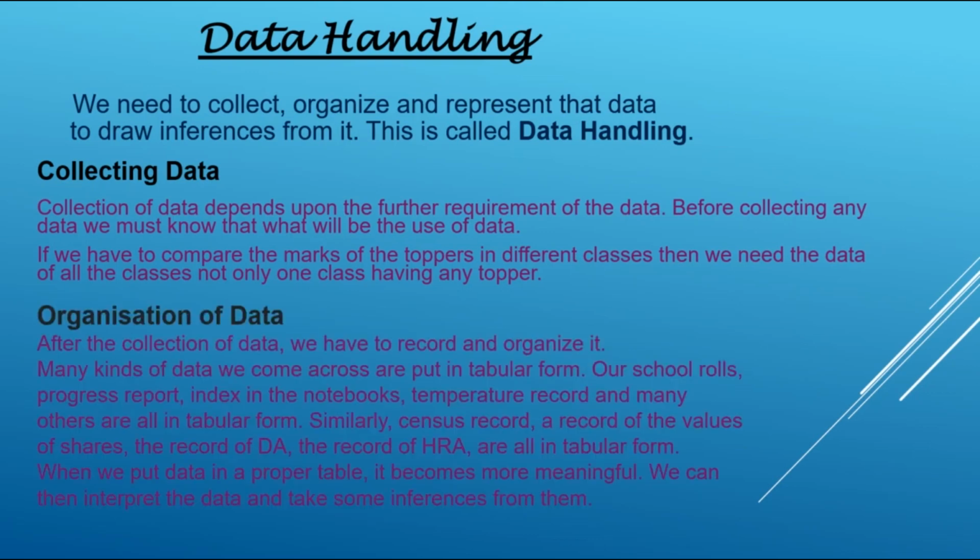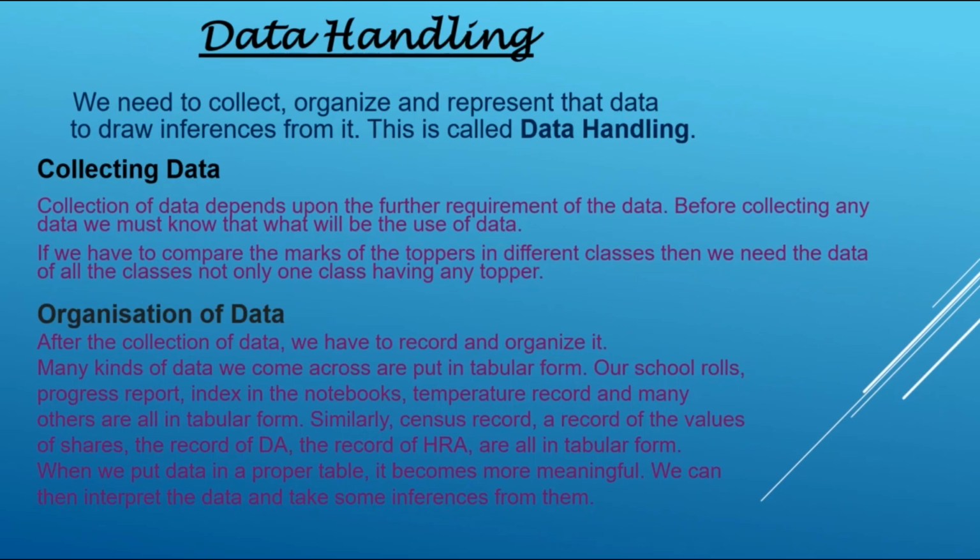The second step, as already told to you, is organization of data. So after the collection of data, we have to record and organize it. Many kinds of data we come across are put in tabular form. Our school rolls, progress report, index in the notebooks, temperature record, and many others are in tabular form. Similarly, census record, a record of the values of shares, the record of DA, the record of HRA, all are in tabular form. Tabular means in table form.